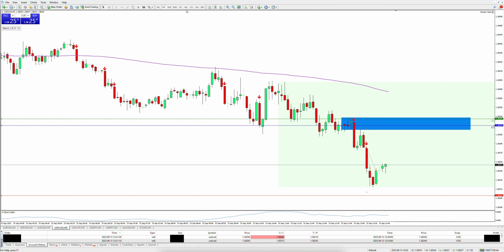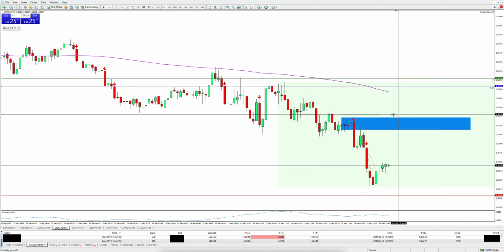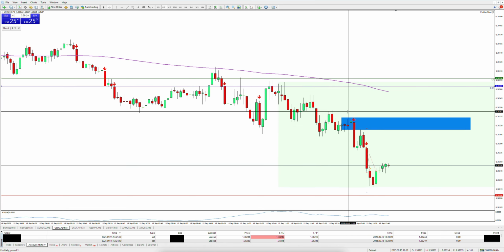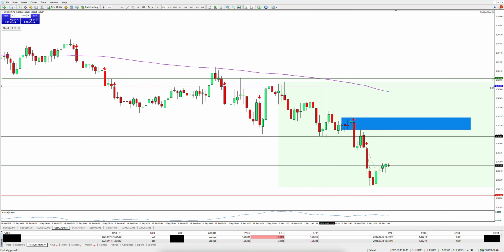So basically what we've got here, hold on, if I move, these are just my position size calculator lines, so just ignore those two lines there. Essentially what we've got here is a nice high momentum candle, all right? And this high momentum candle broke structure. It broke below this low and it closed below this low. So that's exactly what I'm looking for.